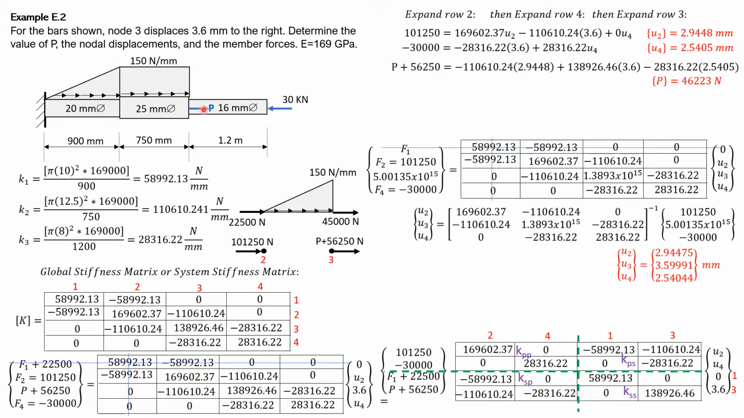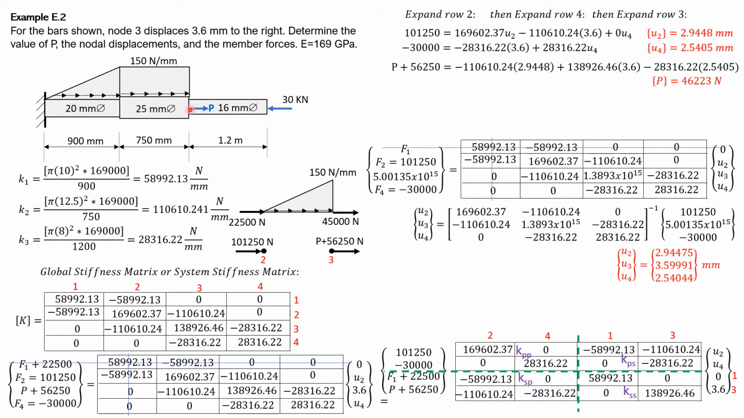Then for member 2, since this is a uniform load, this is just half of the load, because the other half is transferred to the right. So 150 newton per mm times 750 divided by 2 is 101,250.